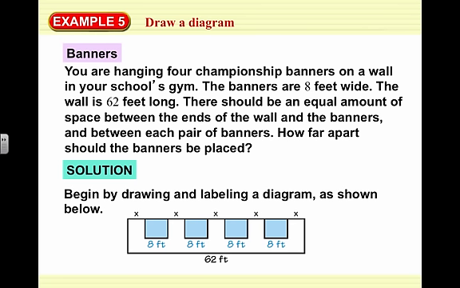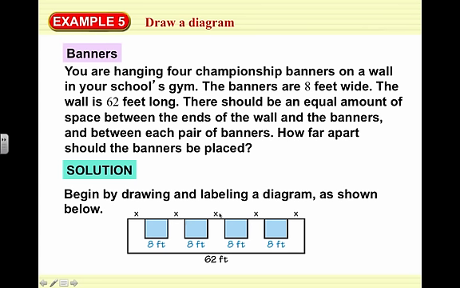All right, let's begin by drawing and labeling a diagram as shown. So we know across the wall there's 62 feet. I need a space that's x. We don't know how big the spaces should be, but we're going to have a space between the wall and the banners. And then we'll have our first banner, which we do know is 8 feet long. And then we have another x feet of space, and then we have our second banner, which is 8 feet long.